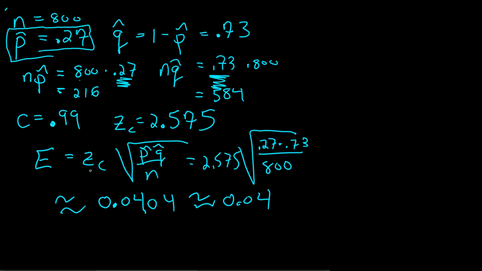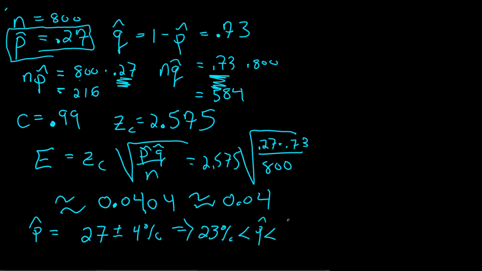And so we can talk about this as the percent of our population, right? Our percent of our population that gets their news from television is 27 plus or minus 4%, which means at the lowest it would be 23%, and at the highest it would be 31%. And we can say that with a 99% confidence.